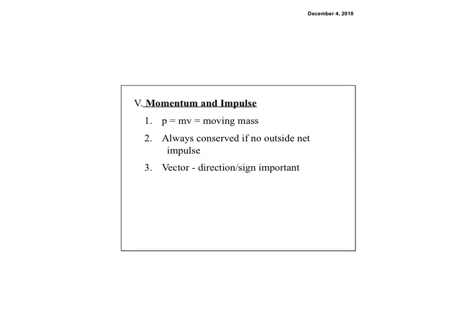Momentum and impulse, so p is equal to mv, so if you're moving, you have momentum. I think this concept's pretty simple. Most of you seem to have done a pretty good job with it. It's always conserved if there's no outside net impulse. It's a vector, so it has direction, and sign is super important. So remember, the big thing is momentum's always conserved.